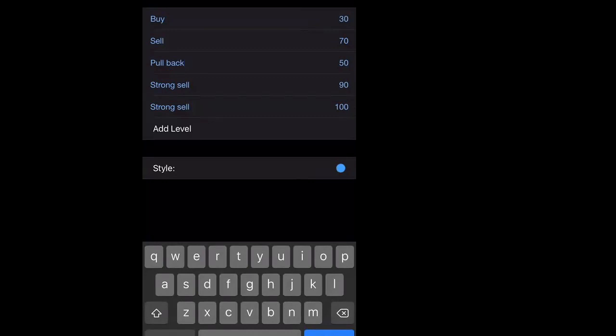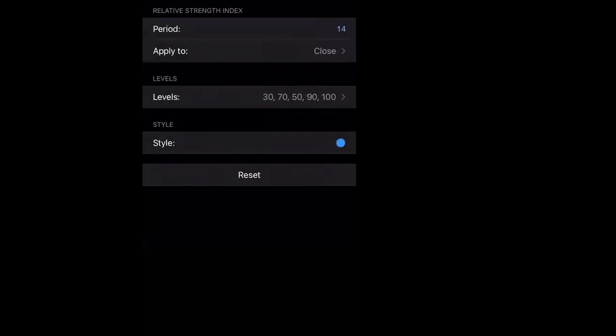Strong sell is going to be the 90 level, right? I have strong sells twice. That's a mistake. I'll fix that, right? But these are your levels, right? Those are your levels. And you want to click done once you're done with that, right?